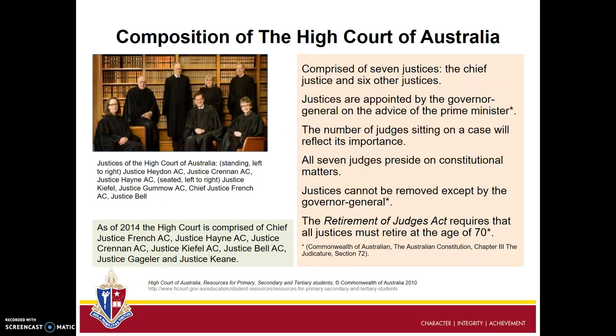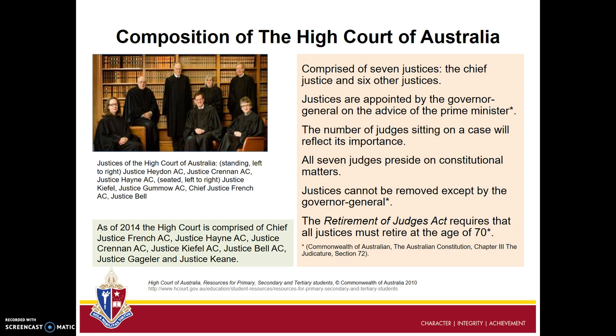So the composition of the High Court, you can see here, Justices of the High Court standing left to right, Justice Hayden, Crennan, Hayne, Keifel, French and Bell, looking very formal there in their garb. So that's the 2014 crew. It's changed a little bit since then. There are 7 justices, a Chief Justice and 6 others. The justices are appointed by the Governor-General on the advice of the Prime Minister, so that's another role that the Governor-General plays. Remember that the Governor-General is the representative of the Queen in our system.